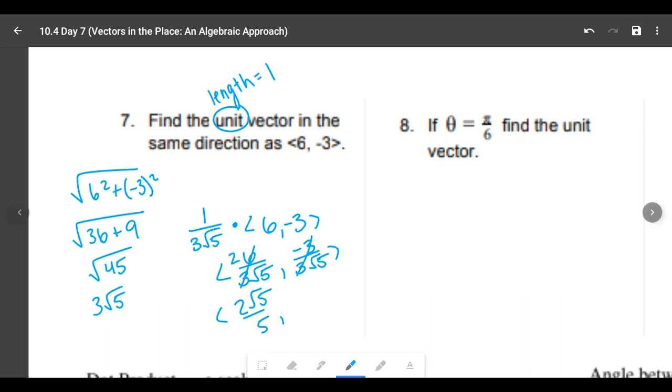And we have negative root 5 over 5 as our unit vector, so it has a length of 1 in the same direction of 6, negative 3. So essentially I took that vector 6, negative 3 and I just gave it a length of 1 without changing the direction that it was heading.